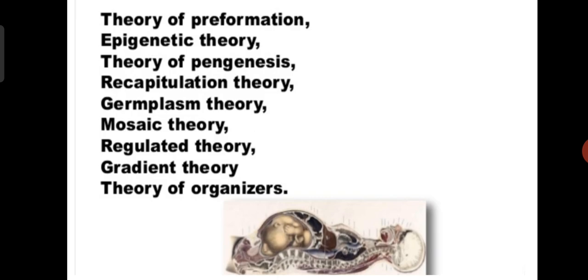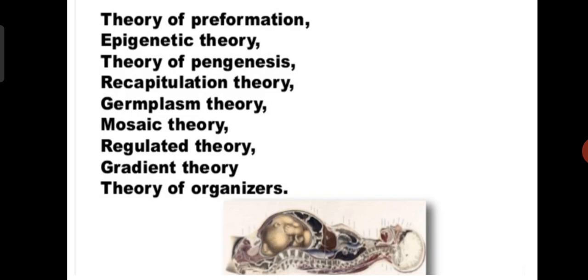These 10 theories can be classified into two types, on the basis of historical and experimental. Five theories come under the historical basis and five theories come under the experimental basis. The theory of preformation, theory of epigenesis, theory of pangenesis, recapitulation theory, and von Baer's law theory come under the historical basis. The remaining five theories, germ plasm theory, mosaic theory, regulative theory, gradient theory, and theory of organizers, come under the experimental basis.